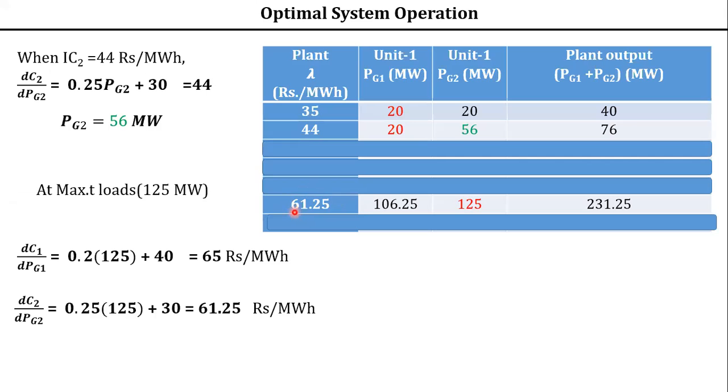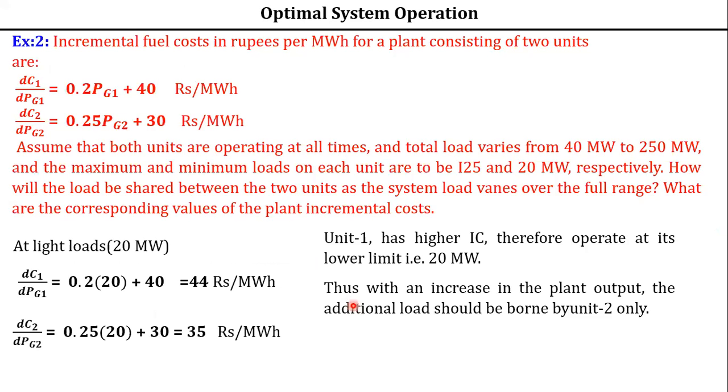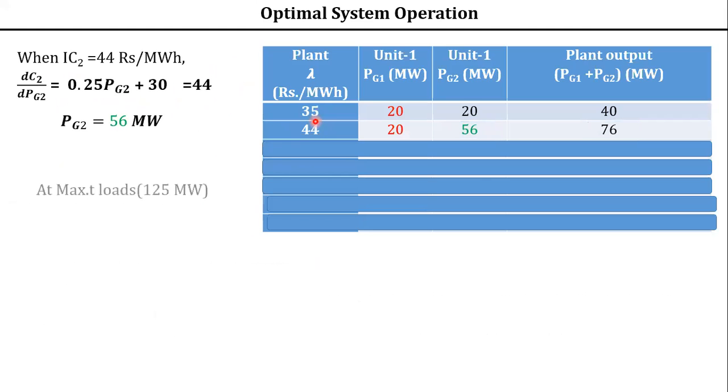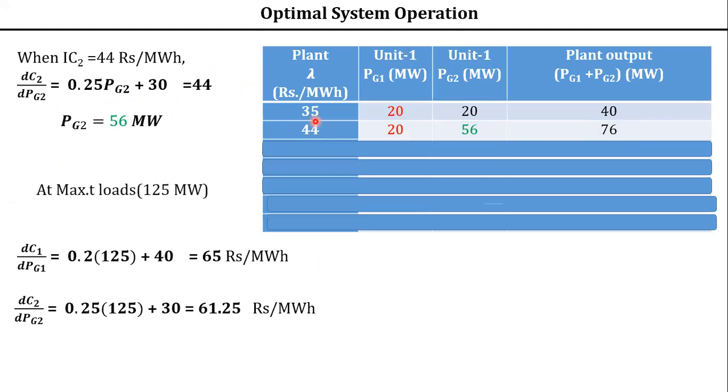Hope you understood that one. That means in this equation, 0.2 Pg1 plus 40 is equal to 61.25. So find out Pg1 for a given value of lambda. There you are going to get the value I have shown here, 56. These are the values you are going to get. Hope you understood this point.